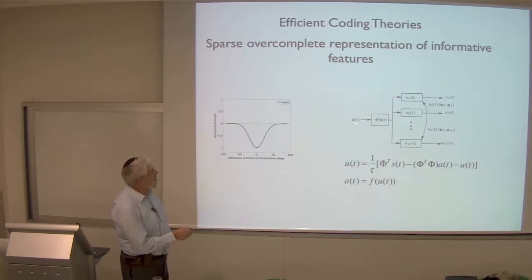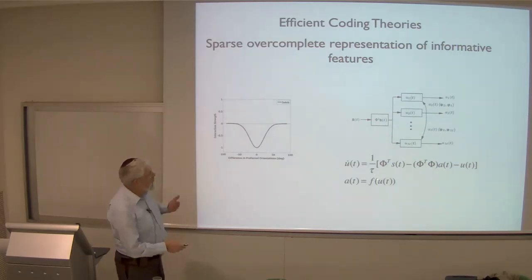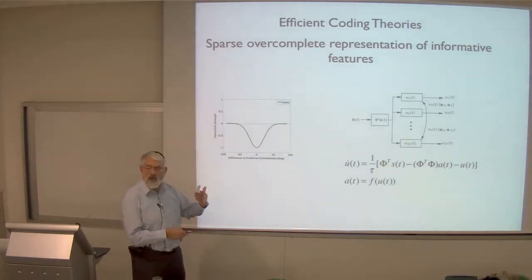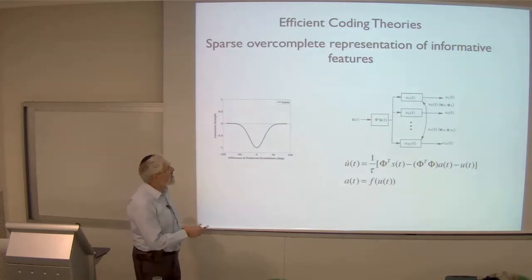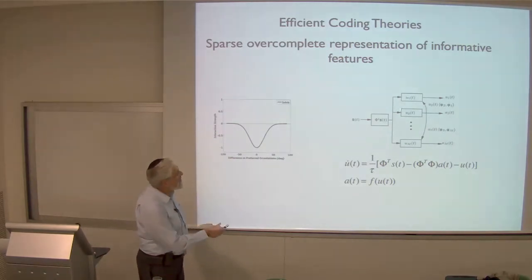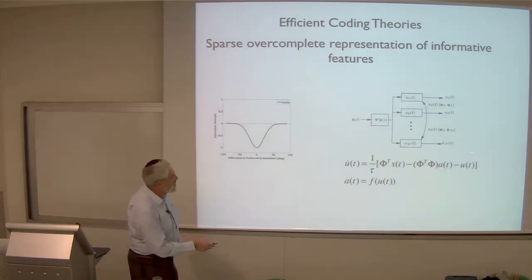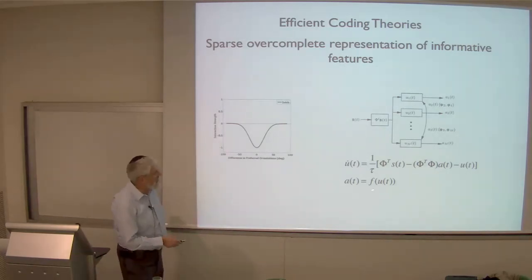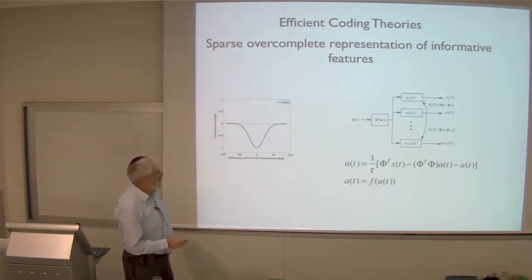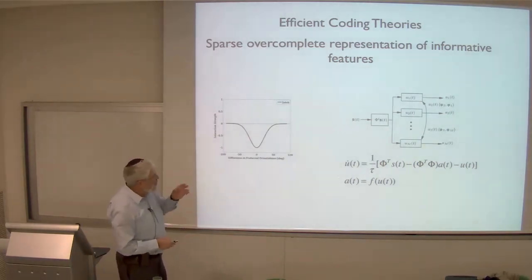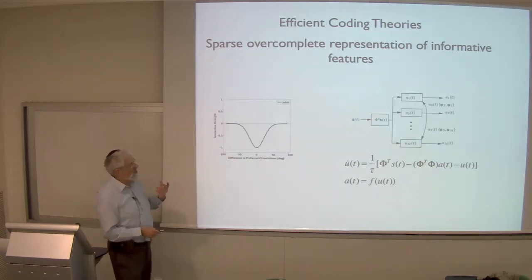There's an image S of t, and there is a bank of filters, phi 1 to phi m, which describes the feed-forward projections, the feed-forward receptive fields. And then you have the synaptic input, membrane potentials, U1 to Um, which have this simple dynamics, and then there is some nonlinearity to generate the firing rate.